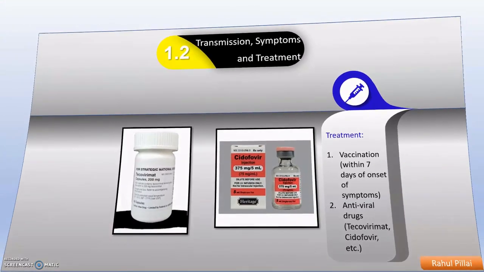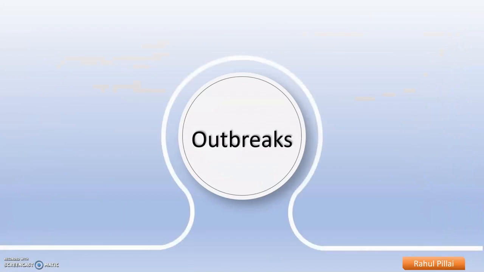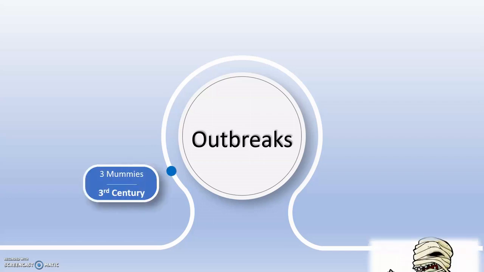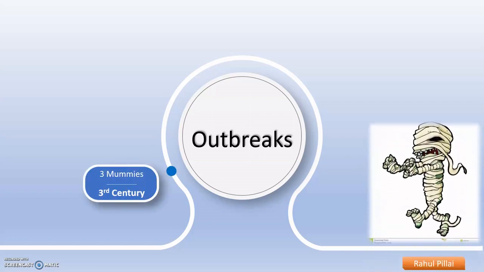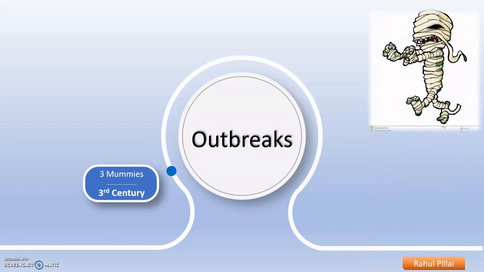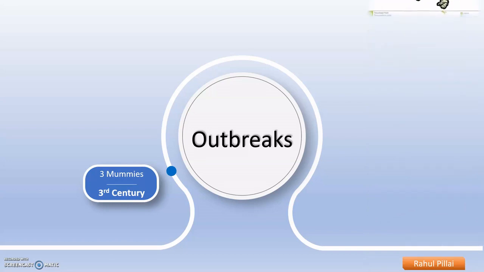We will now look at the outbreaks that have occurred so far. Many outbreaks have occurred throughout the past few centuries. However, the exact origin of smallpox is still unknown. Smallpox is thought to date back to the Egyptian Empire around the 3rd century based on the smallpox-like rashes found on 3 mummies. The earliest written description of a disease that resembles smallpox appeared in China in the 4th century.